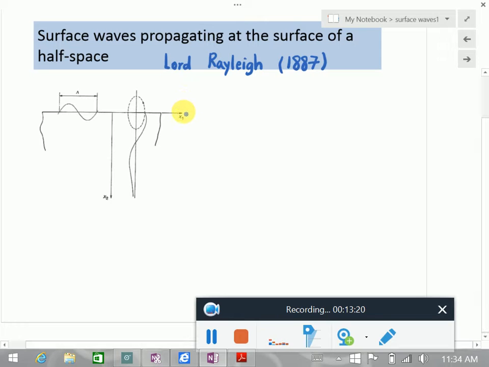So this is x1, this is x2. We just talk about a very simple case, a two-dimensional plane wave. What is the direction of propagation? X1 or X2? X1, right?